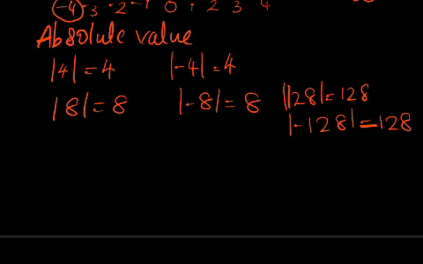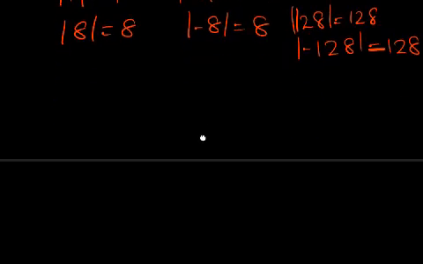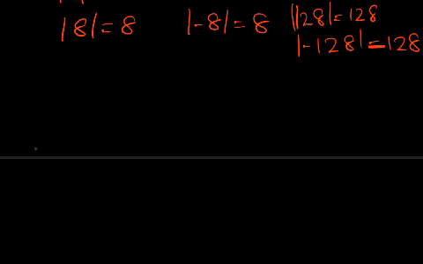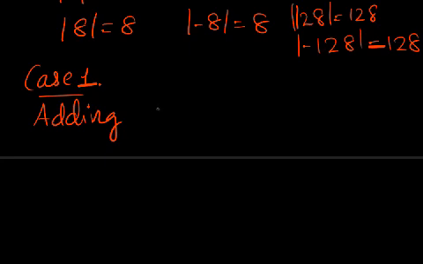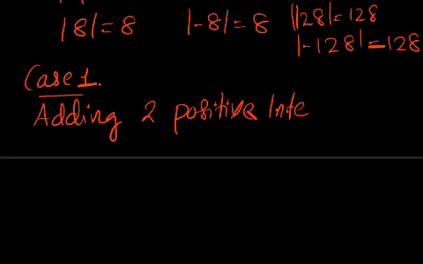So you know what integers are and what the absolute value of an integer is. Next we are going to discuss integer addition rules. There are three cases. The first case, we can start from the easiest: adding two positive integers. It's simple, like 3 plus 4, that is equal to 7. Both numbers are positive, so the answer will also be positive.